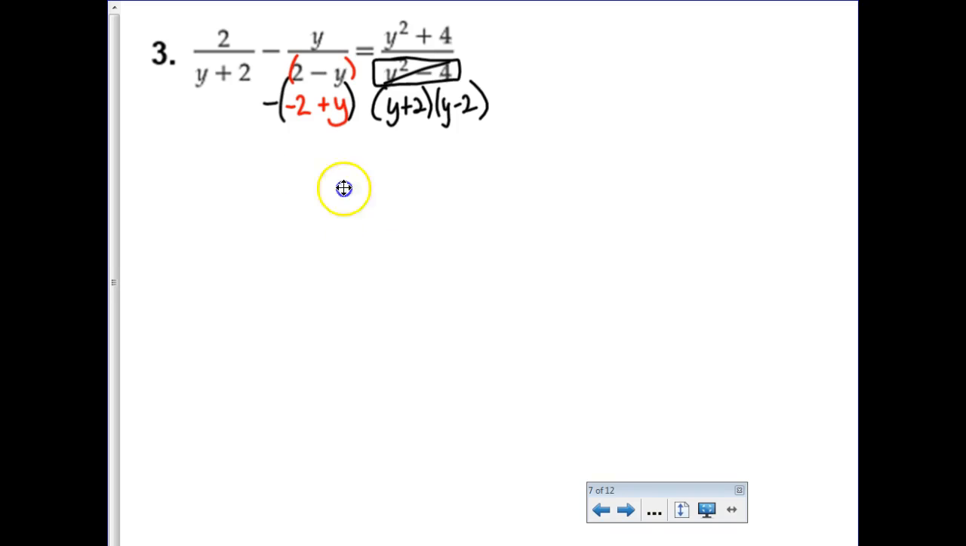Now, this is where it gets kind of crazy. I'm going to rewrite what we have right underneath that, because this is a little confusing. So you have 2 over y plus 2. That's not different. But guys, when you have a negative and then you factor out another negative, this symbol changes to a plus sign. And then we already did all that work with factoring, so this denominator, instead of calling it negative 2 plus y, let's go ahead and call it y minus 2.